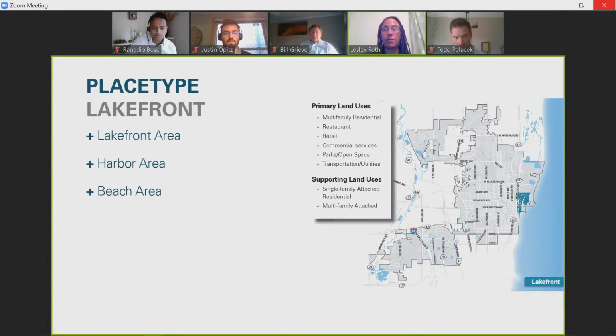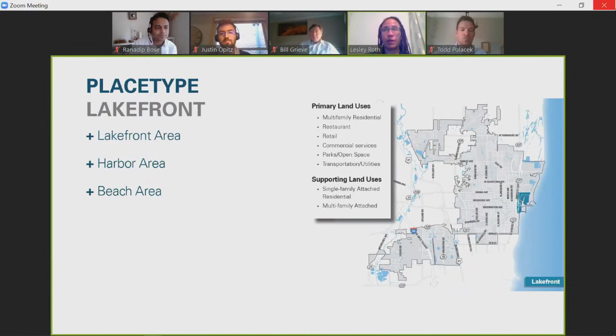The next place type that we've talked a lot about already is the lakefront. There's several different plans that have been created prior to the comprehensive plan for improvement of the lakefront, harbor, and beach area. We wanted to include these in the lakefront place type to create a cohesive vision for the entire lakefront area. We also wanted to include opportunity for continued development along the lakefront where feasible.